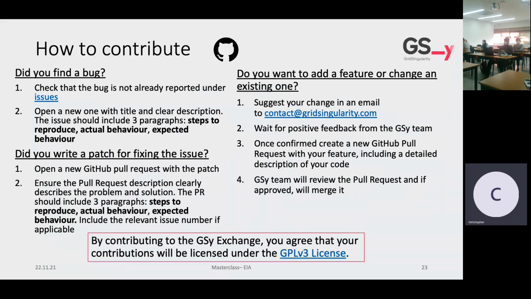One important thing to acknowledge is that if you contribute to our repository, you agree, of course, that your contribution will be licensed under GPL version 3. So all your features or the patches you write for issues will be made open source.